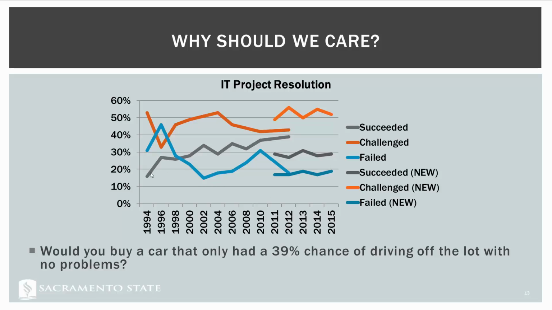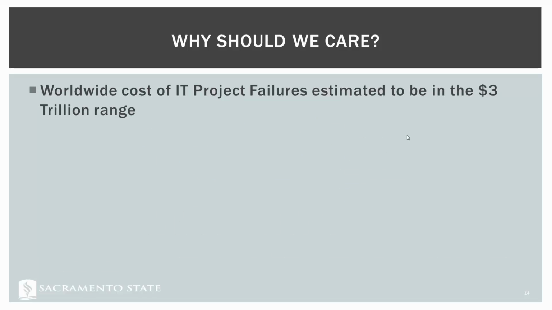Now, are we getting better over time? Is the success rate increasing over time? Yeah, it appears to be. The failure rate seems to be decreasing, but we're still having a lot of projects that are over time, over budget, more than half according to the new metrics. Some have estimated this problem to be so bad that it actually causes $3 trillion worth of cost to the worldwide economy. That's how problematic all of these IT failures are.